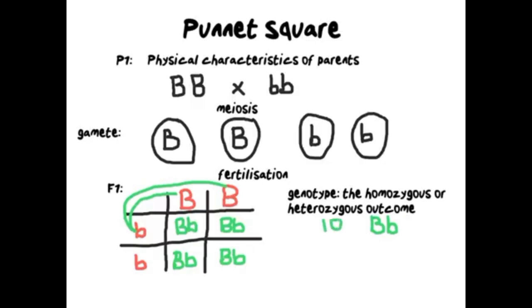It just depends on the question and whether or not they want you to write a fraction or whether they want you to write a percentage. The final piece of your Punnett square is the phenotype or the physical outcome.